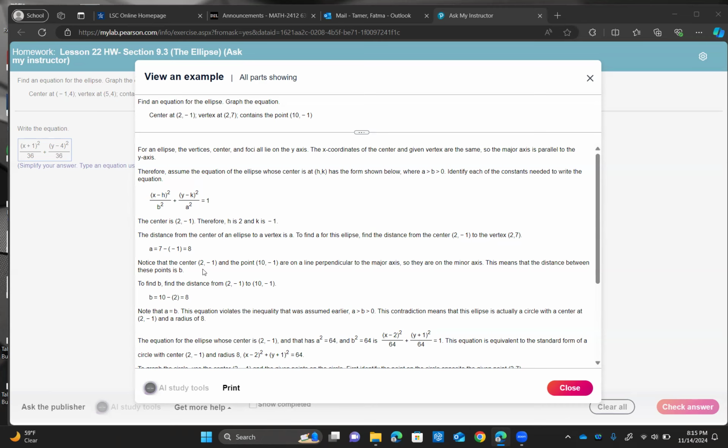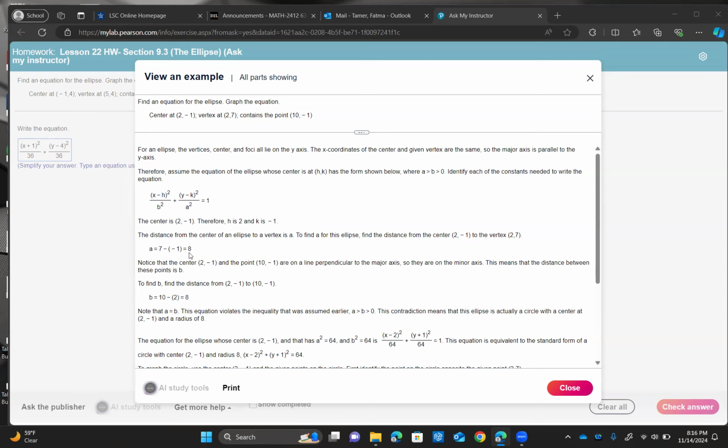Notice that the center (2, negative 1) and the point (10, negative 1) are on a line perpendicular to the major axis, so they are on the minor axis. This means that the distance between these points is b. If you calculate the distance between the center and the additional point given, the y values match, so there's a difference between the x values. The distance between them is 8, which is your b value.